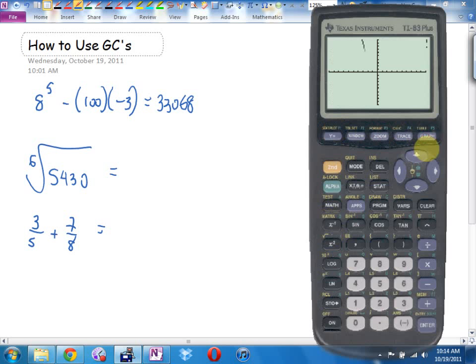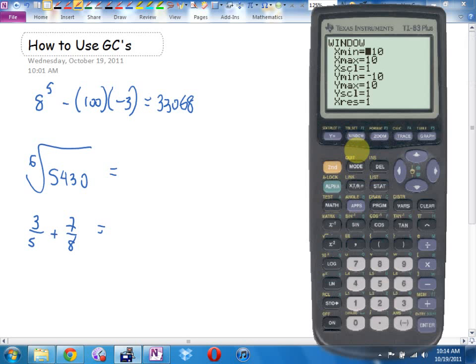Now, I'm willing to bet your graph might not look like mine. It might. And the reason is we have to tell the graphing calculator which area of the graph to focus on. We could have all different windows. So press the window button right here. This tells the graphing calculator how much of the screen or what dimensions of the screen to display to you.